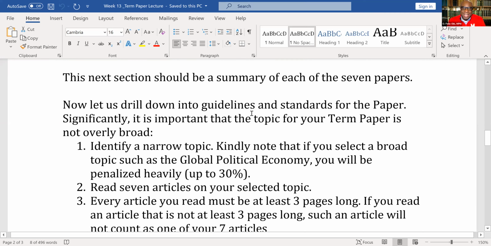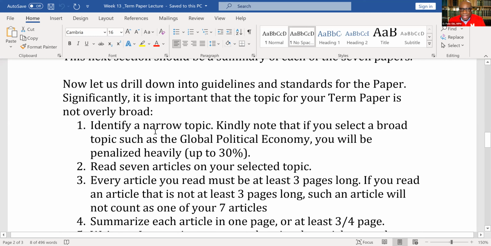Now let's drill down into the guidelines and standards for the paper. Significantly, it is important that the topic for your paper is not overly broad. So identify a narrow topic. Kindly note that if you select a broad topic such as global political economy, you will be penalized up to 30 points because it's too broad to have a substantive, succinct paper.